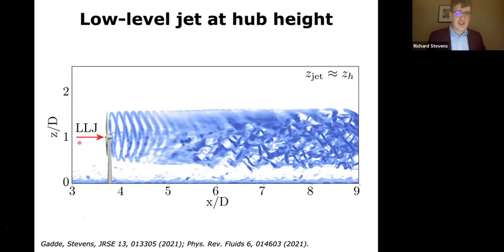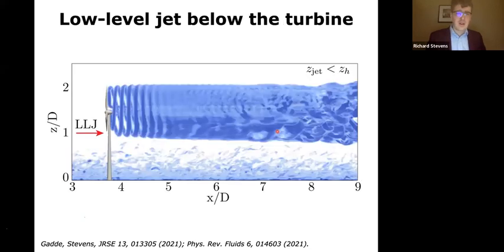If the low level jet is at the same height as the turbine, you already see that the turbulence is less overall over the wind turbine. Actually this wind turbine wake is more persistent and develops slower. So it actually takes longer for this energy to be entrained.